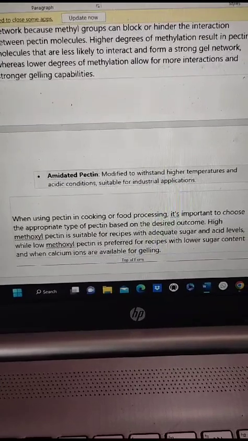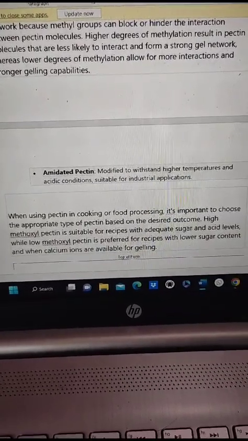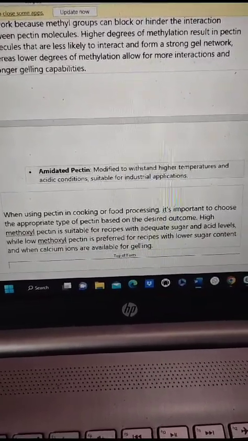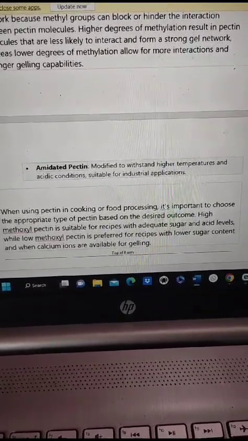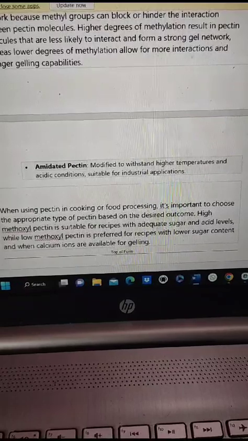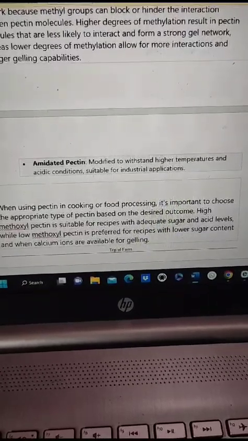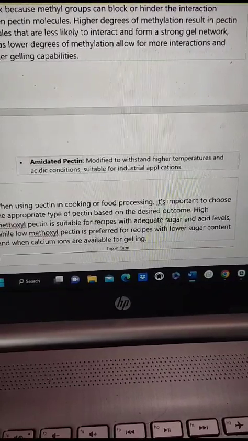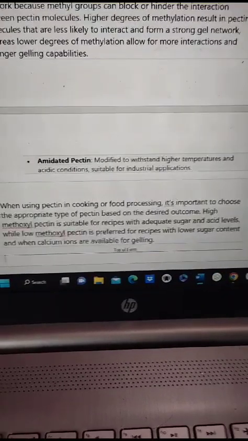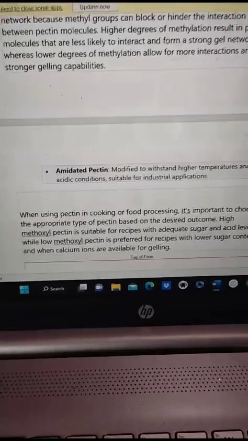When using pectins in cooking or food processing, it is important to choose the appropriate type of pectin based on the desired outcome. High methoxyl pectin is suitable for recipes with adequate sugar and acid levels, whereas low methoxyl pectin is preferred with low sugar contents, but calcium ions are required for gel formation.